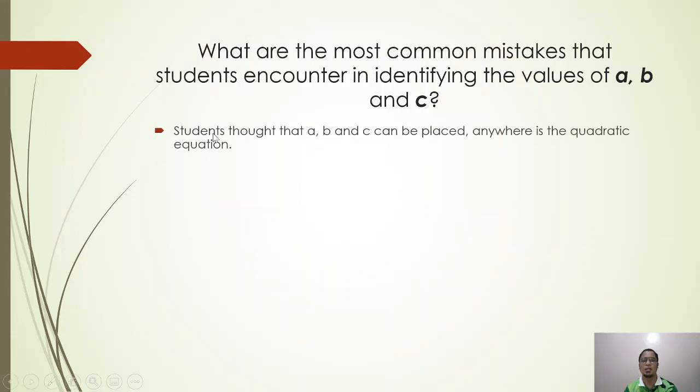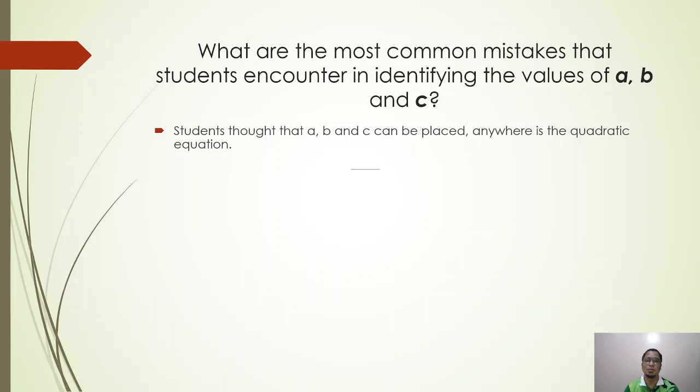So yung una, students thought that a, b, and c can be placed anywhere in the quadratic equation. So kahit daw saan, pwede na. Basta nakita nila katabi ng x squared or kung anumang variable na may squared, value na yun ng a. Kung ano yung walang katabing variable, value na yun ng c.